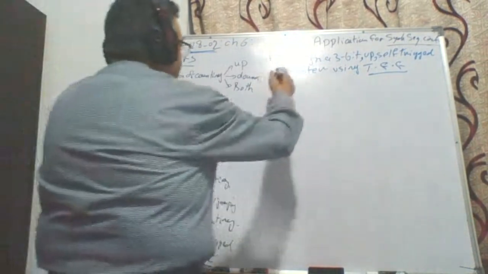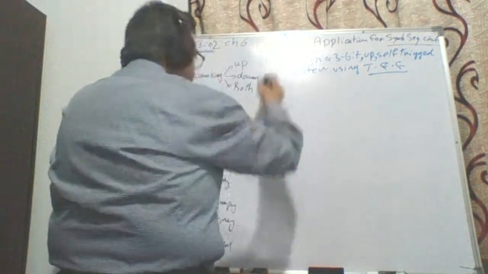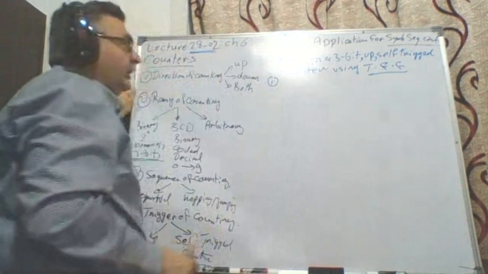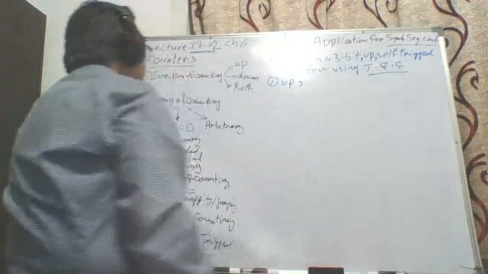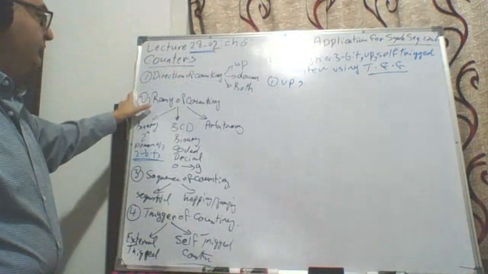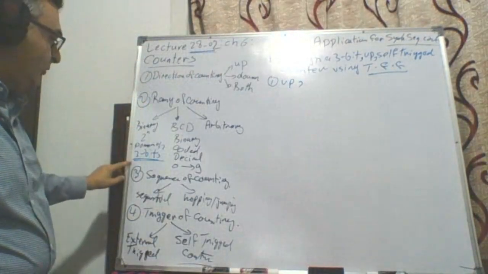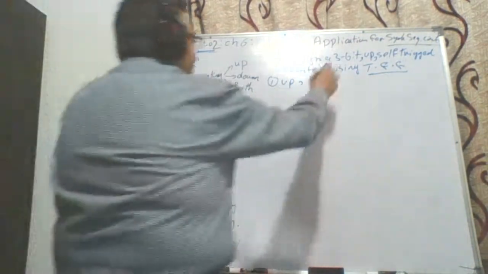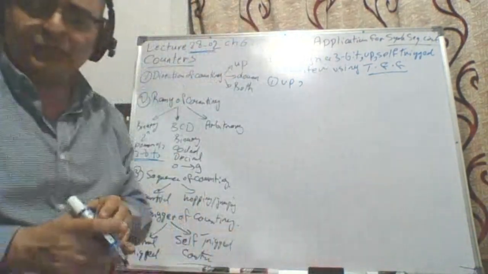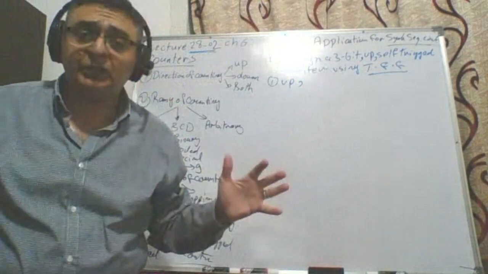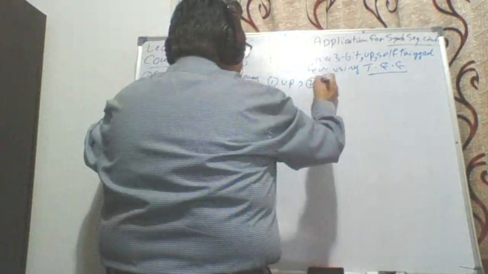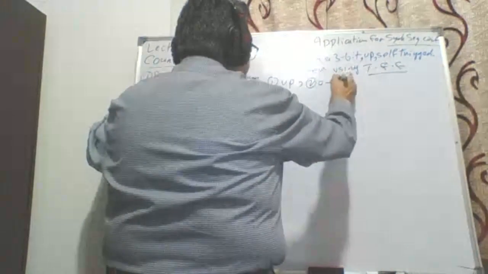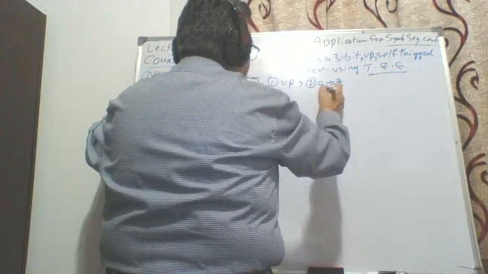Question number 1, direction of counting. It is explicitly mentioned in the problem that this is an up counter. Question number 2, range of counting. This is a binary counter, 3 bits. A 3-bit binary counter means counting in the binary range for 3 bits, so the range of counting is from 0 till 7. I have 8 counts.